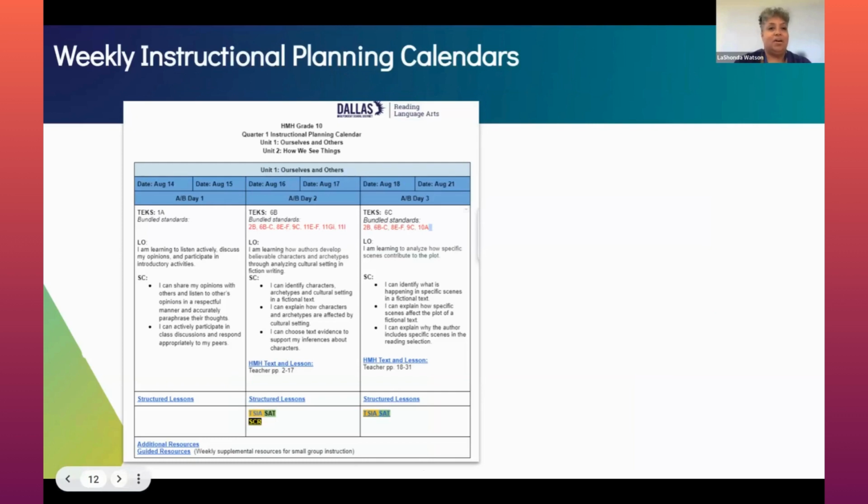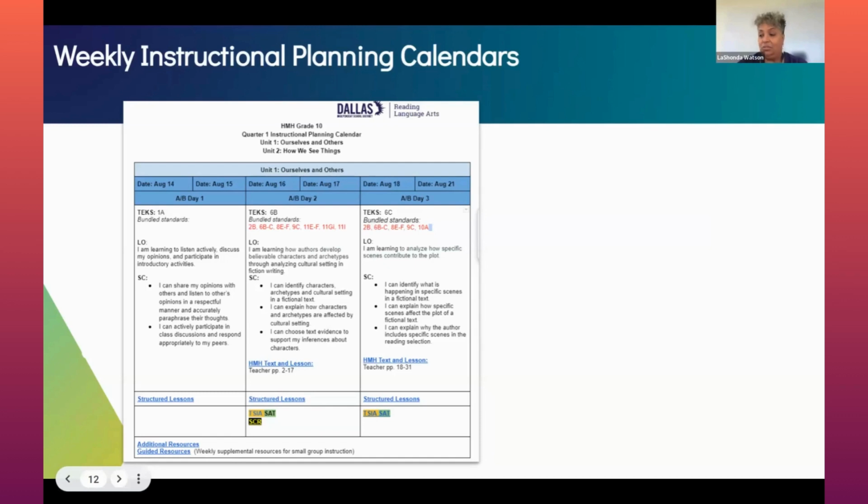Here is one of the most important documents that you will need in planning instruction for your courses. And this is our weekly instructional planning calendar. Here you will find everything that you need for instruction for the instructional week. So we call it the instructional week because the time frame, because of the block scheduling, may not be an exact week. It may carry over into the following week.